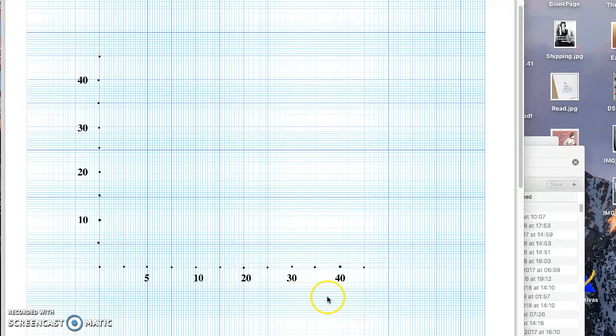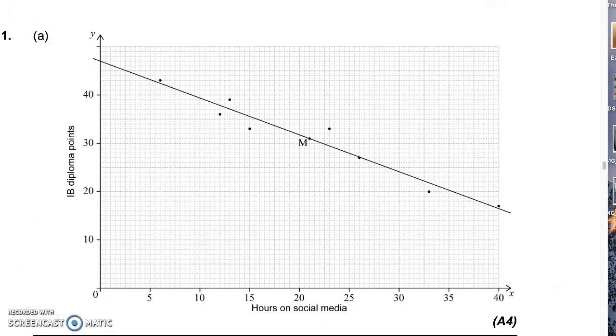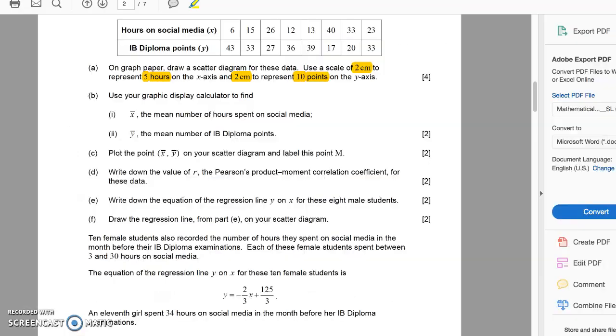I need to label the axes properly. This is X and this is Y, or hours spent on social media and points obtained in the IB test. The graph should look something like this. Here you just need to put the points. You don't have any mean and any line for the moment.